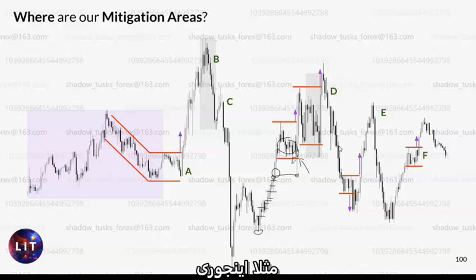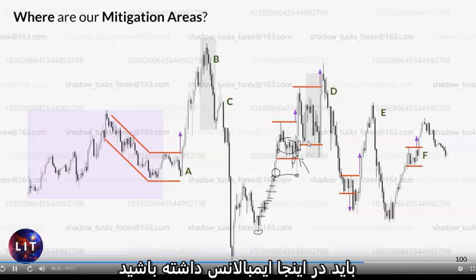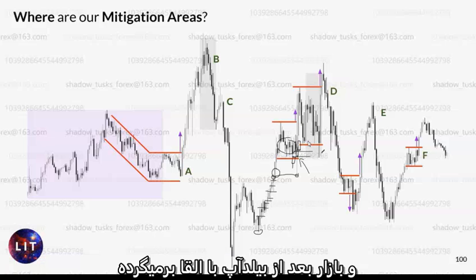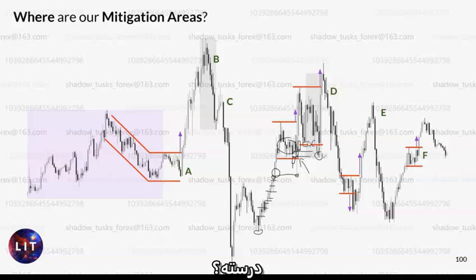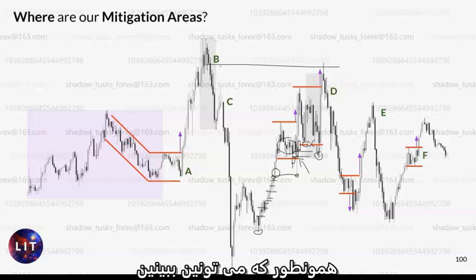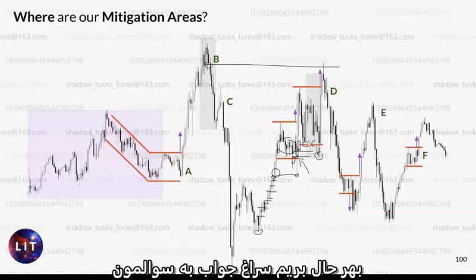Whatever. This is like this. On the 1 minute, you should have an imbalance in here. And the market comes back after build-up, inducement. Right? Same thing here, as you can see. But anyways, let's bring some light into the tunnel.